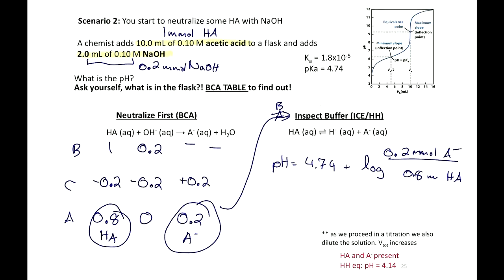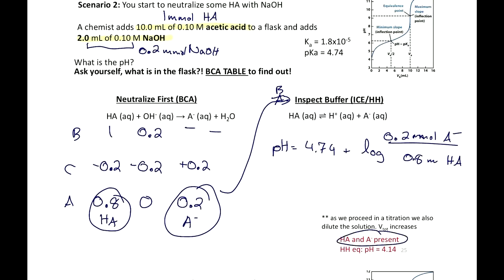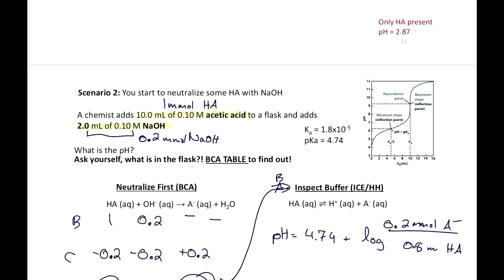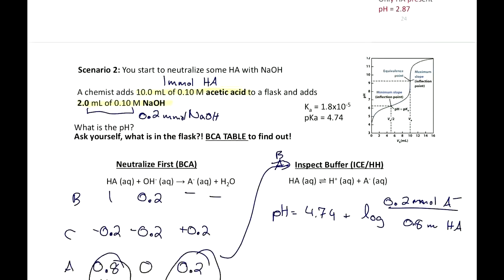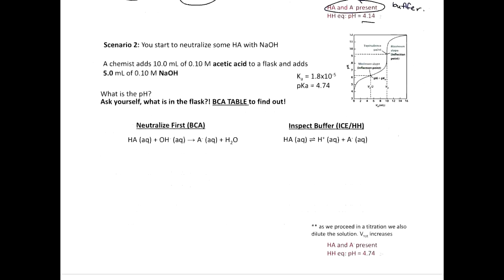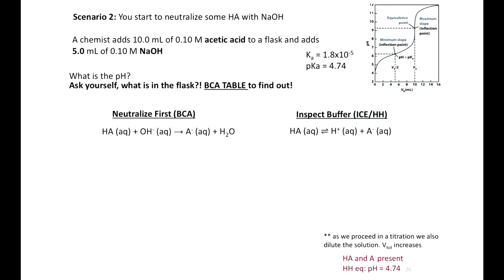All right, and so we see HA and A minus are present. That is a buffer. So use the Henderson-Hasselbalch. Your pH is 4.14. Did the pH go up from the previous question? Yes, it did. Good, because we added base. All right, so that's adding 2 milliliters of sodium hydroxide. So let's add 3 more milliliters of sodium hydroxide, so the total volume added is 5. What is the new pH?